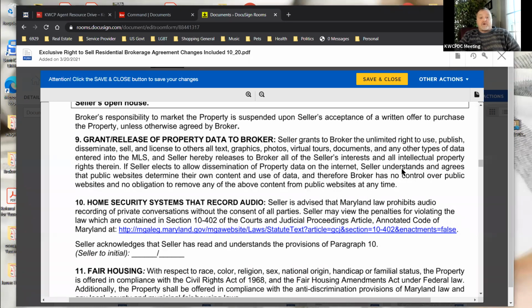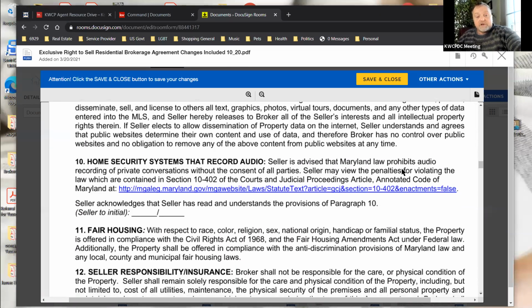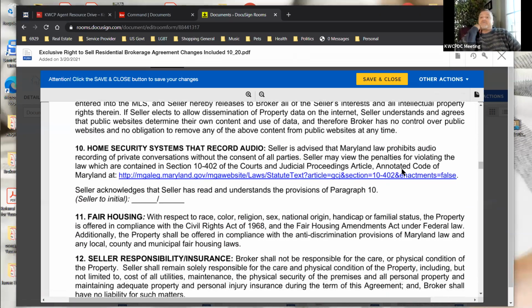Grant release of broker, no, we already talked about that. Home security systems that record audio. Sellers are advised that Maryland law prohibits audio recording of private conversations without the consent of all parties. Seller may review the penalties for violating the law, which are contained in section 10-402 of the Courts and Judicial Proceedings article. So here we have a reference to the law.